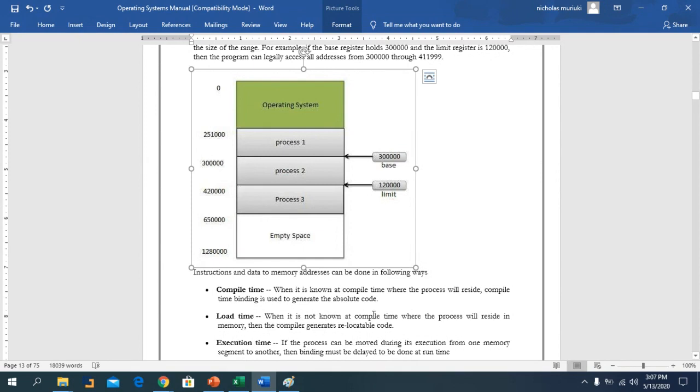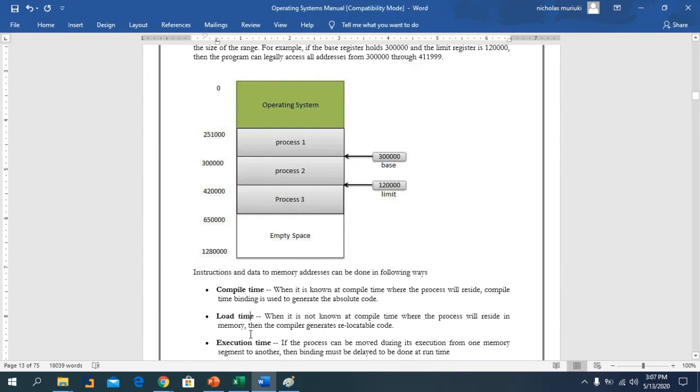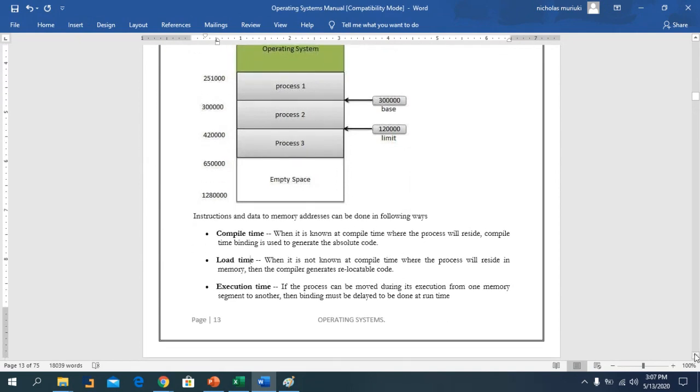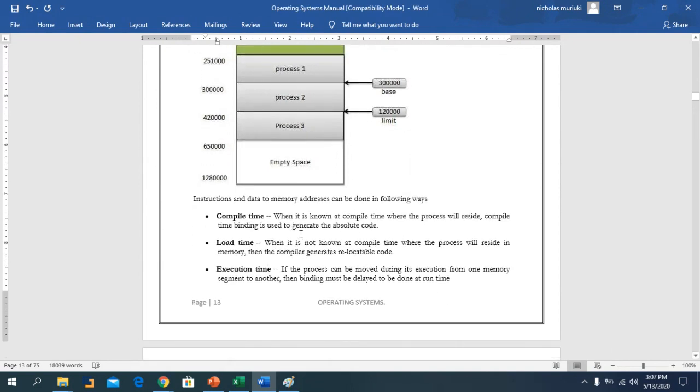And the binding of instructions and data to memory addresses can be done in the following ways. Anything that you store within these memories or processes can be done by either compile time, load time, or execution time. The moment you are looking at compile time, we look at when you are generating an absolute code that can be used in binding data in the execution.